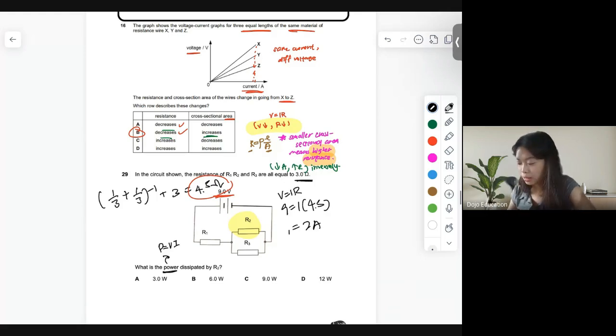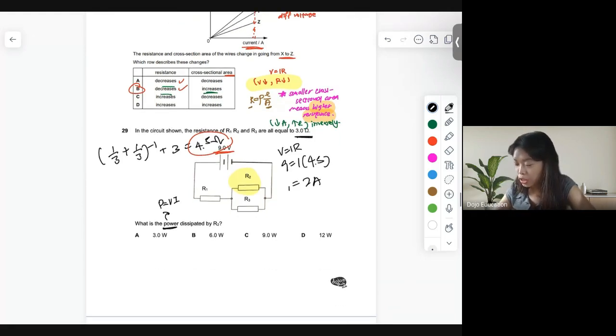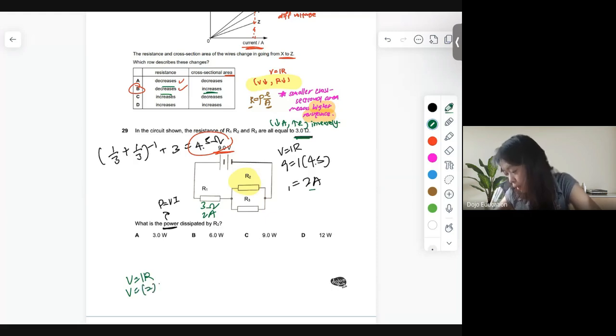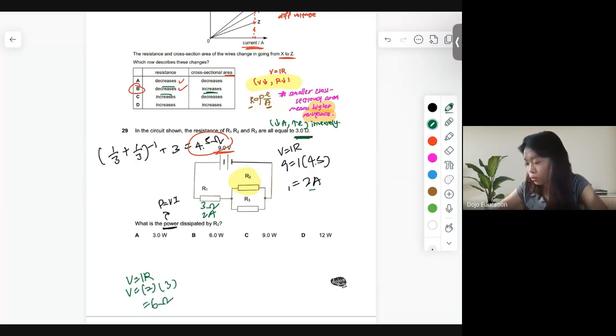Okay, and then you realize I actually can find the voltage for R1. Because for R1, I have the resistance 3, right? And then I have the current 2 ampere. So I can find the voltage for R1. So V equals IR again. V unknown, I is 2, my resistance is 3. So my voltage is actually 6 volt. Okay, so my voltage for R1 is 6 volt.